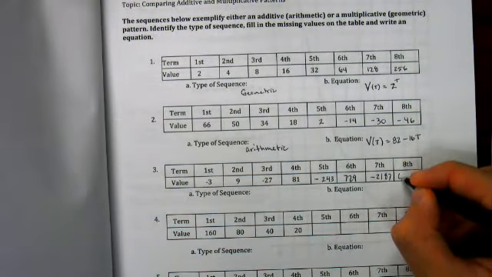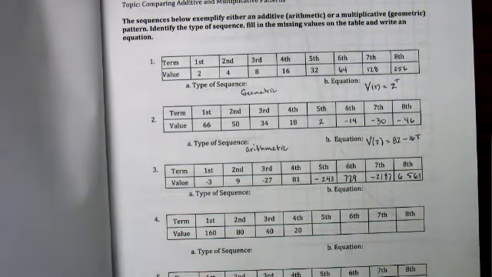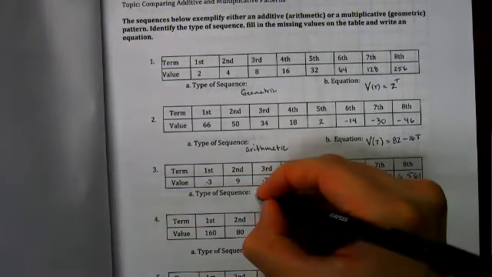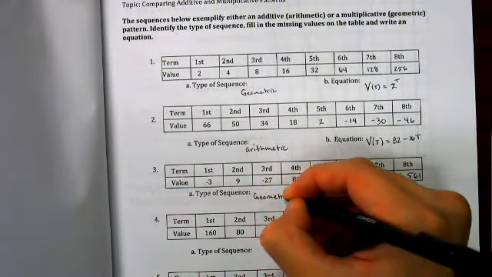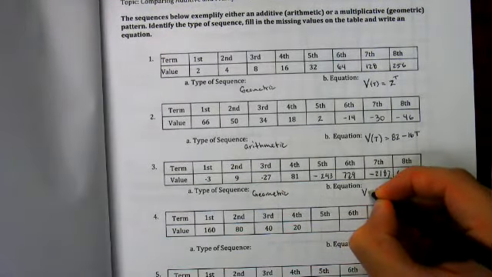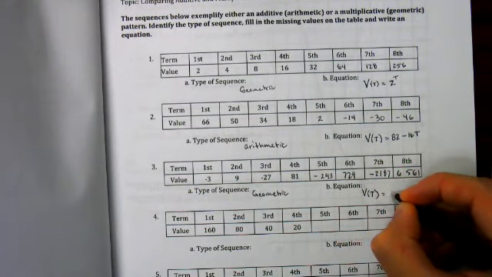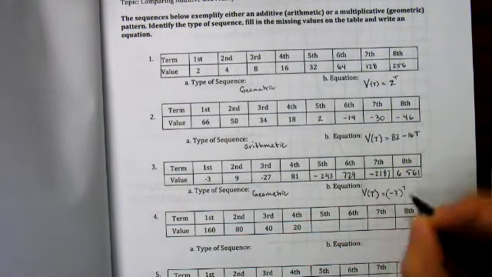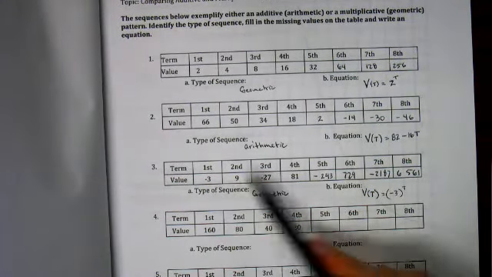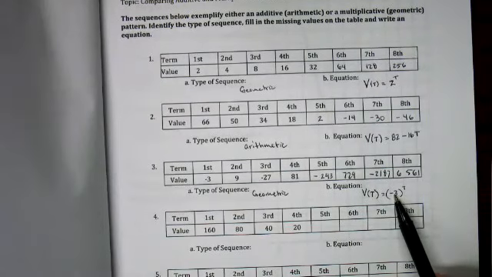2,187 times 3 is 6,561. So this is a multiplicative sequence. It's a geometric sequence. And the equation is the value of t is equivalent to negative 3 to the power of t. So if I substitute 1, it'll just be negative 3. If I substitute 2, it'll be negative 3 times negative 3, which negative times negative is going to be positive. And that'll be 9, and so on and so forth. And that will be that.